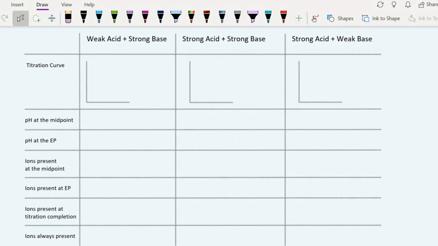Let's start by drawing the titration curves. The starting and ending pH of the titration is determined by the strength of the acid or base. Weak acids and bases will have a pH closer to 7, strong acids will have a pH of around 1, and strong bases will have a pH of around 12 or 13. The midpoint is when half the acid or base has reacted to form the conjugate acid or base. For weak acids and bases, the pH equals pKa.